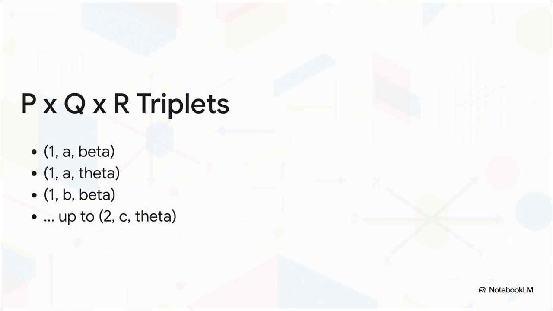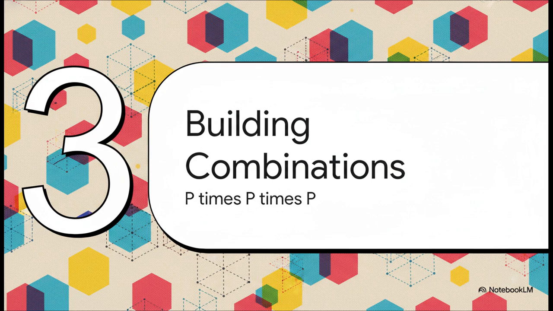It's a little tedious, I'll be completely honest, but if you put all these combinations into one big set separated by commas, you've successfully created the full Cartesian product of P, Q, and R. Which brings us to Section 3, building the combinations.